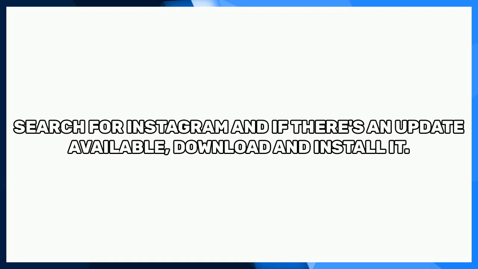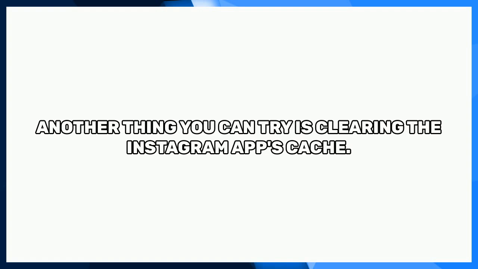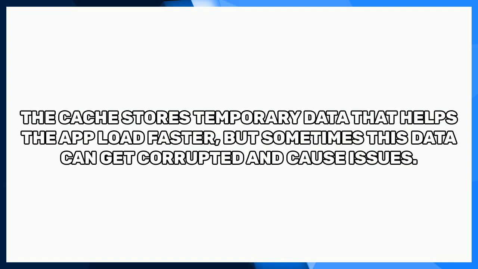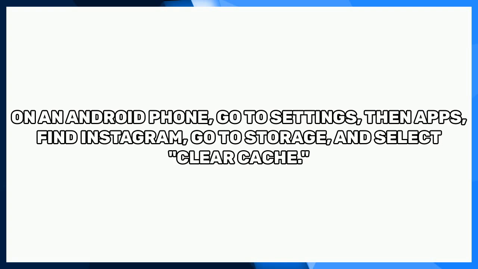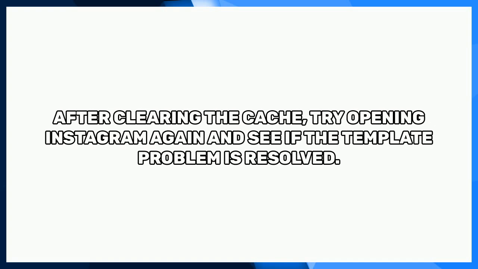Another thing you can try is clearing the Instagram app's cache. The cache stores temporary data that helps the app load faster, but sometimes this data can get corrupted and cause issues. On an iPhone, you can clear the cache by going to Settings, then scrolling down to find Instagram, tapping on it and selecting clear cache. On an Android phone, go to Settings and Apps, find Instagram, go to Storage and select Clear Cache. After clearing the cache, try opening Instagram again and see if the template problem is resolved.